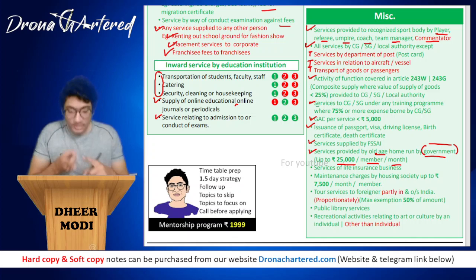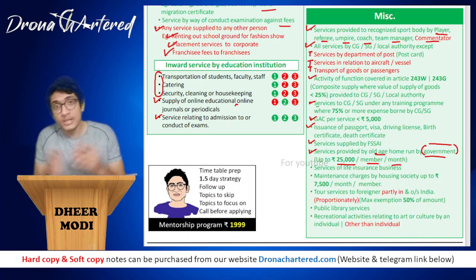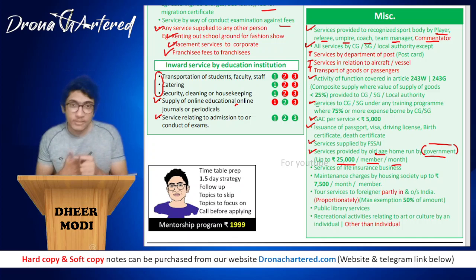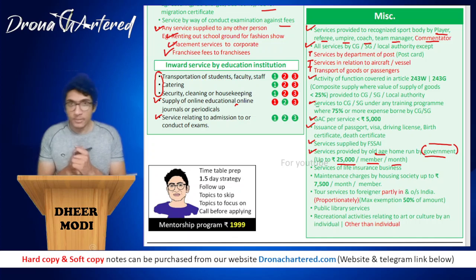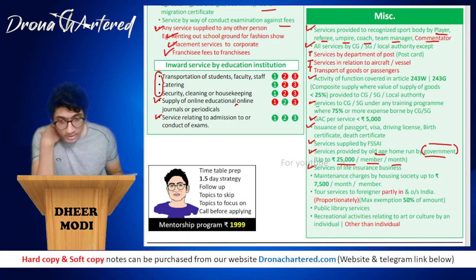So it will be taxable either if it is provided by any person other than the government, or if it is provided by the government and your fees are more than 25,000 per month per member, then it will become taxable. Clear? Now next, services of life insurance business are exempt.